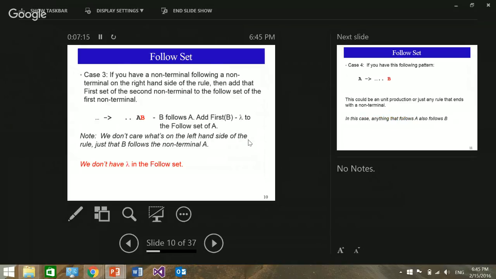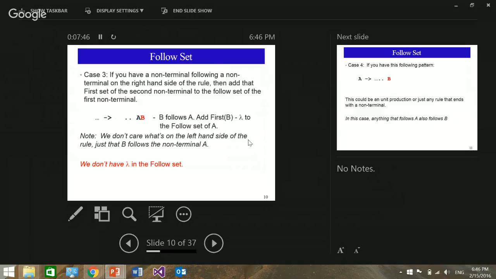Case 3, how about I have a big B following big A? Well, that's okay too. I know what big B's first set is, right? I line up that first column. I know what big B should start with. Then take everything that big B should start with and put it in the follow set of A. Yes, we are going to look at examples, but this makes a little bit more sense. Again, there are no lambdas in a follow set at all.